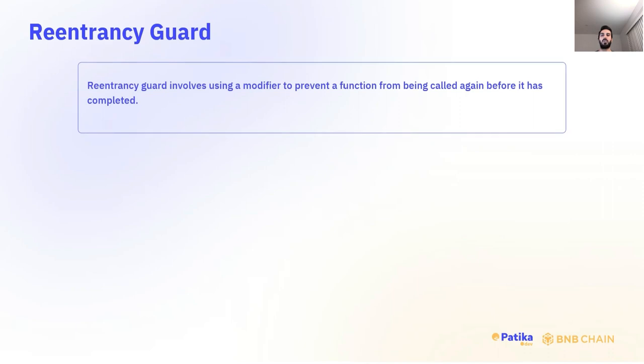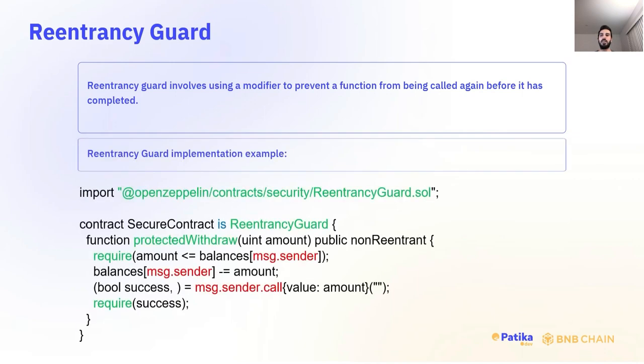And finally, we have ReentrancyGuard. ReentrancyGuard involves using a modifier to prevent a function from being called again before it has completed. ReentrancyGuard's implementation example. Here we are using ReentrancyGuard from OpenZeppelin contracts and under the security. We are saying our contract is ReentrancyGuard so we can use its functions and methods. And in our function, we are saying this is nonReentrant, and this way we can use the ReentrancyGuard's protection. So we are doing what we did with the checks-effects-interactions here, but we are also adding this line for extra security, which is implemented for us by OpenZeppelin.